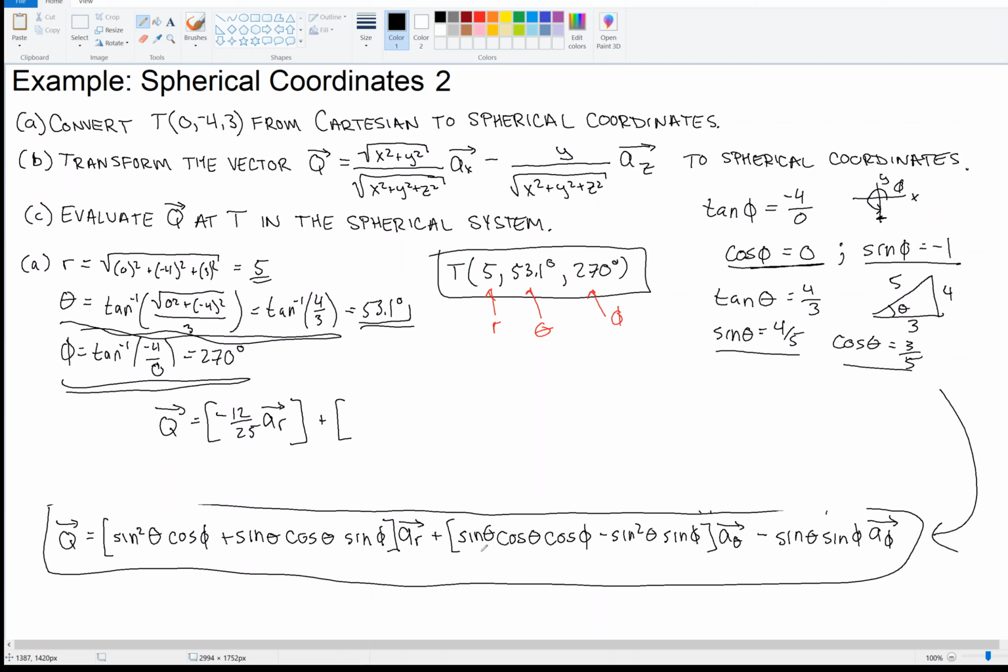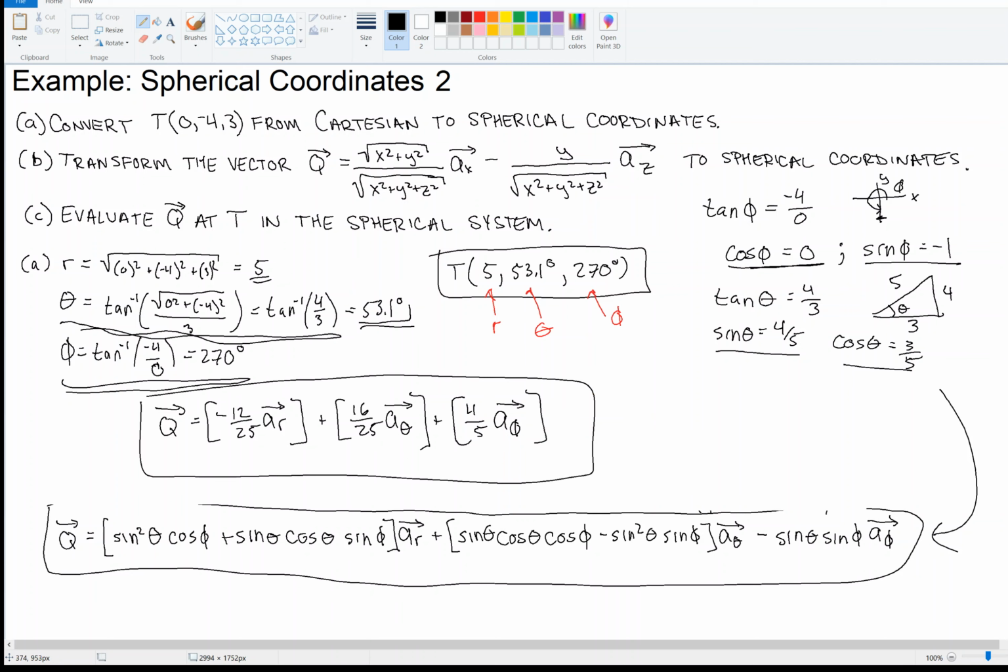plus, okay, now this guy, sine theta is 4/5, cosine theta is 3/5, cosine phi is 0, so this thing is 0, minus sine squared, so sine squared of theta is 4/5 squared, sine phi is minus 1, so that minus 1 makes a positive, and then we have 4/5 squared, so we have 16 over 25, and that is the theta component, like that. And then finally we've got this sine theta, which is 4/5, minus 4/5, and then sine phi is minus 1, so that makes a positive, positive 4/5 times a phi. And that's the answer. You see that? That's the exact answer. No rounding.